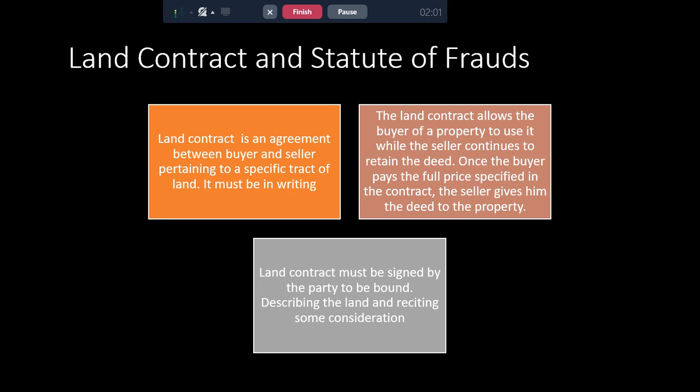Under land contract, there is an agreement between the buyer and the seller pertaining to a specific tract of land. It must be in writing. The land contract allows the buyer of the property to use it while the seller continues to retain the deed. Once the buyer pays the full price specified in the contract, the seller gives him the deed to the property. Land contract must be signed by the party to be bound, describing the land and reciting some consideration.